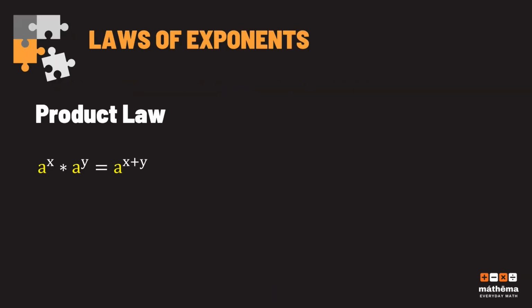Now, there are different laws or rules pertaining to exponents. The first one is the product law. It states that when we are multiplying terms with the same base, all we have to do is copy the base and simply add the exponents. So for example, we have a raised to x times a raised to y. Since the bases are the same, we copy the base and add the exponents. We have x plus y.